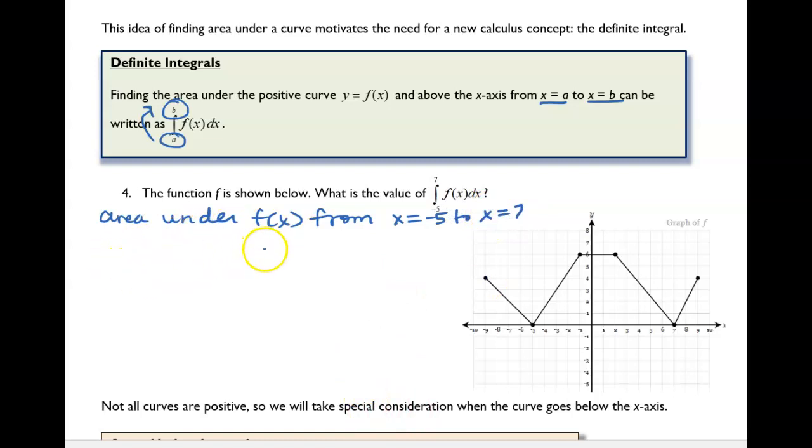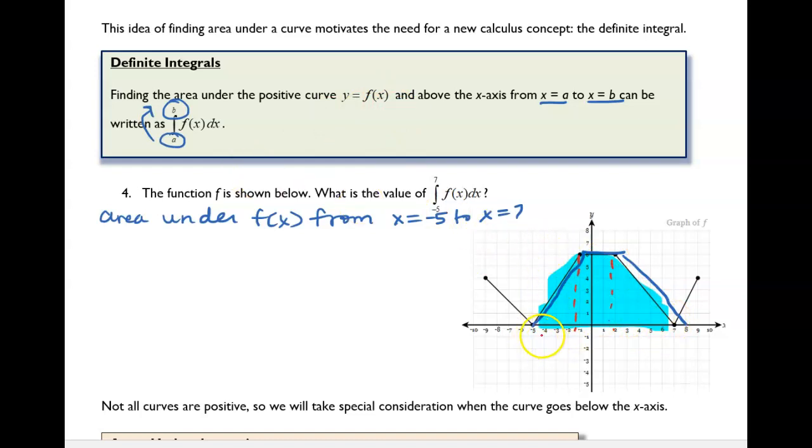And when I say area under f of x, I really mean between f of x and the x-axis. So the piece that I'm looking at is from -5, the graph here, all the way to 7. And so it's all of this area that I'm looking for, that chunk. And so I can find the area again using a trapezoid, but a lot of us don't remember that formula. And so I find it's easier for us to use a triangle, a rectangle, and another triangle.